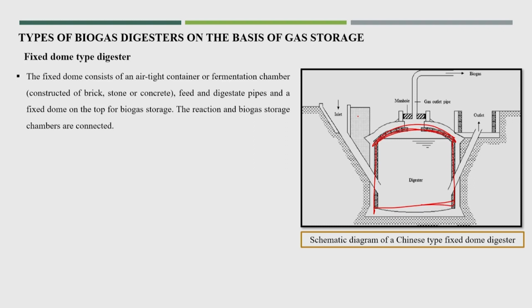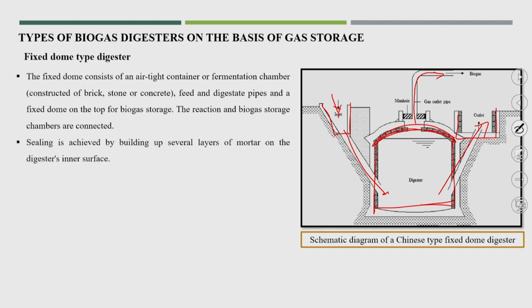The fixed dome consists of an airtight container or fermentation chamber. This could be constructed from brick, stone or concrete. This is the inlet and this is the outlet. On the top you will find the inlet tank and the outlet tank, and this is the fixed dome, and from the top one pipe is inserted into the digester to get the biogas. The sealing is achieved by building up several layers of mortar on the digester's inner surface.